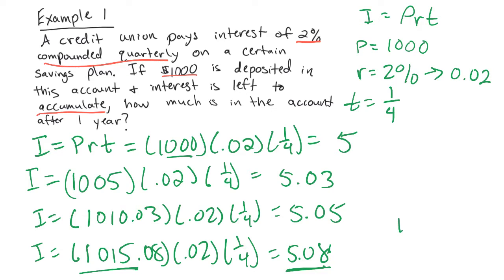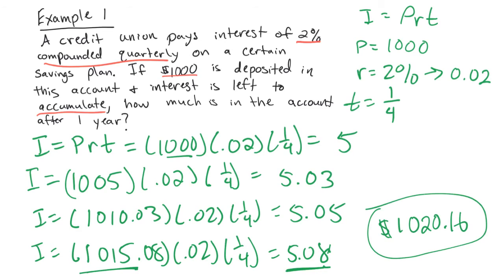So last step, add that final interest amount to that last principal that you had. That gives us 1,020.16. That is your final answer. That tells you how much is left in the account after 1 year. So you can see you've earned $20.16 in interest over the year.